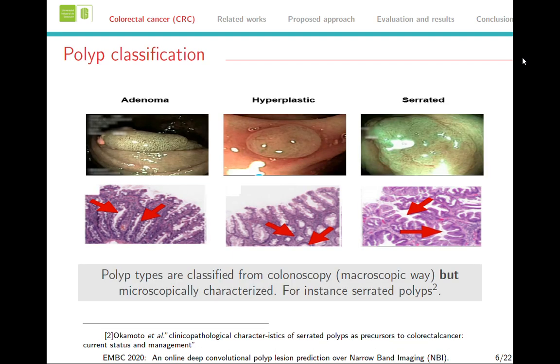The polyps have a histopathological classification: adenomas, hyperplastic, and serrated. Each type of polyp has a unique cellular behavior, as you can see in the bottom row. However, the specialists must perform it in a macroscopic way.